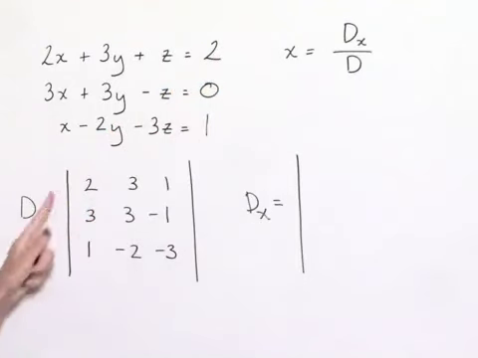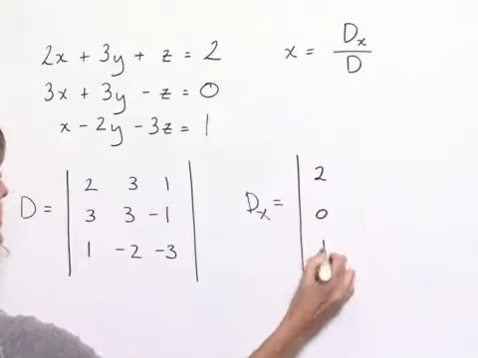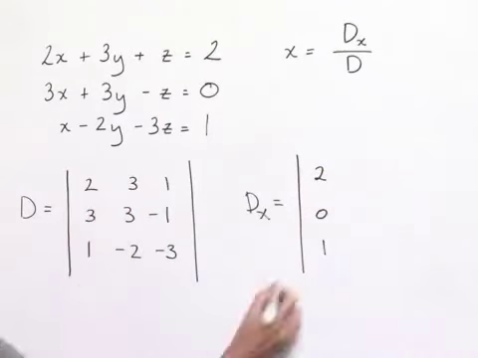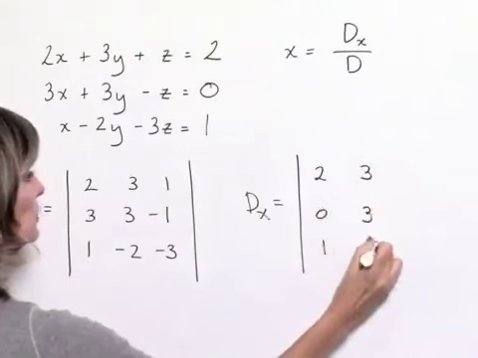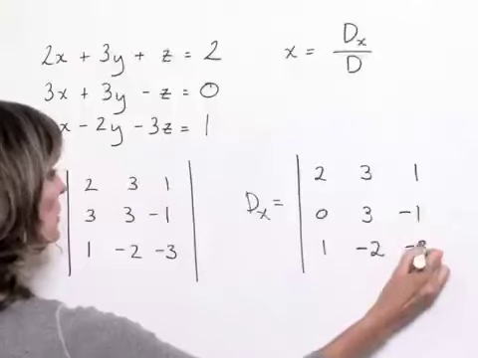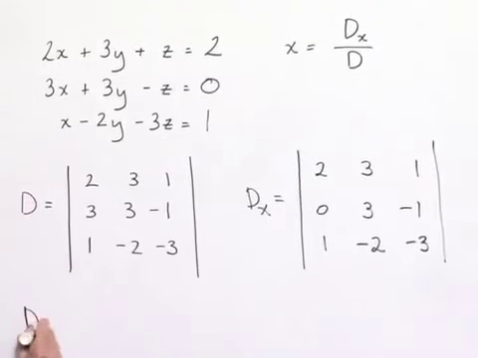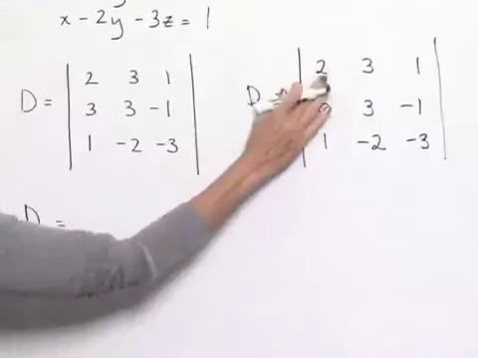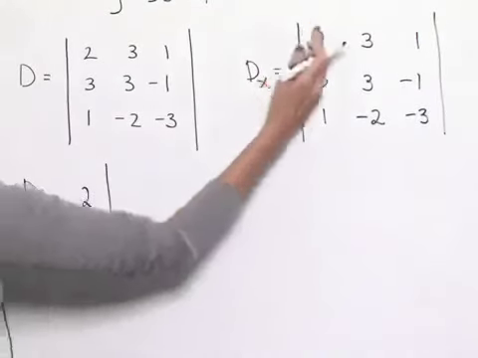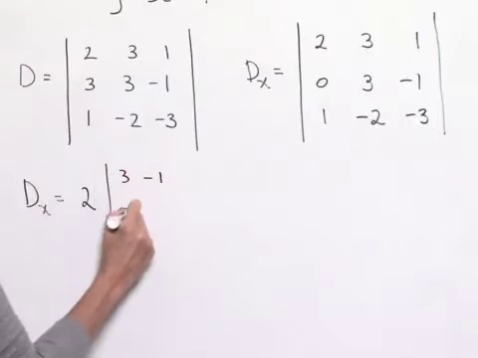So our new determinant is going to have in its first column the values 2, 0, 1. We're going to keep the other two columns exactly the same. So we'll have the 3, the negative 2, and we'll have 1, negative 1, negative 3. Now we need to evaluate this determinant. So our D sub x is going to equal the value of 2 in our first row times the 2 by 2 determinant where we take away the row and the column where the 2 appeared. So we'll have the 3, negative 1, negative 2, negative 3.